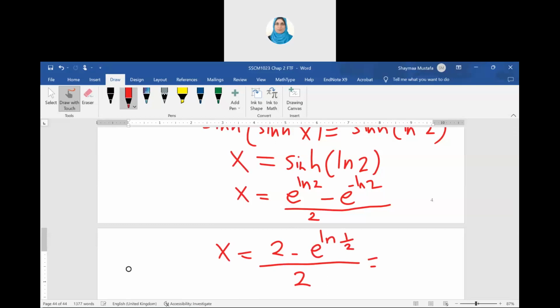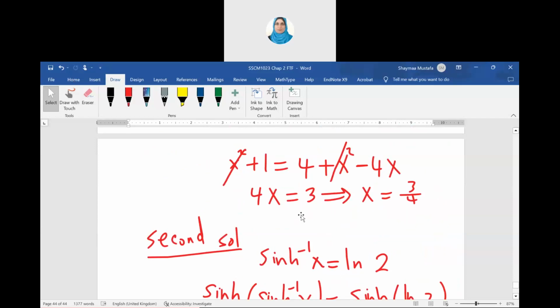So 2 minus 1 over 2, because exponential with the ln function will cancel each other, over 2. If you calculate this value, you will get 3 over 4. It is equal to 3 over 4. Same answer like this one.